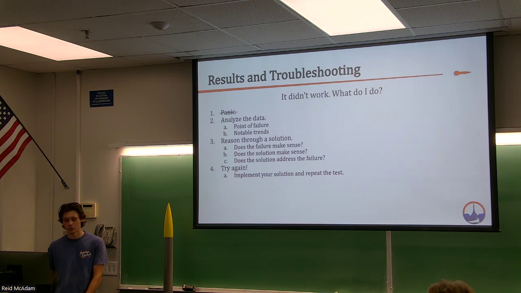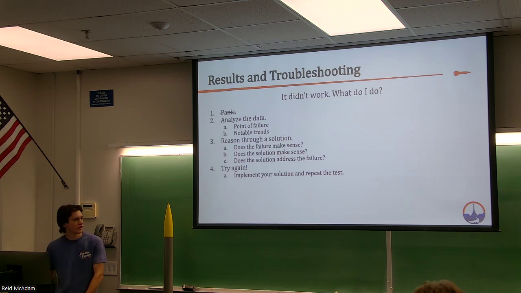And we can also look at notable trends. For an example, if we think that our epoxy has a density of maybe, I don't know, 5 ounces per cubic inch, and then we do a bunch of epoxy tests and it's actually 2 ounces per cubic inch, then that's kind of a trend that tells us, maybe this isn't what we thought it was.